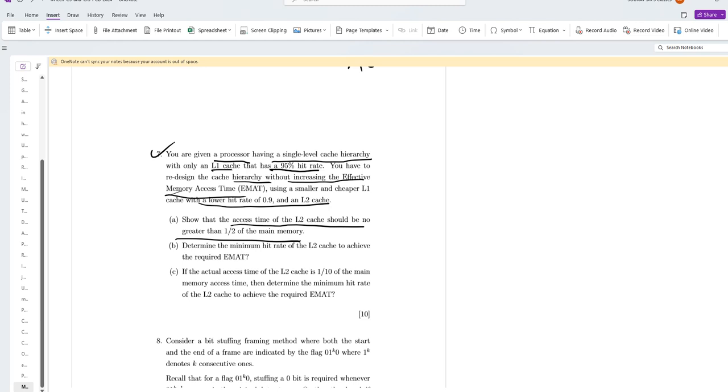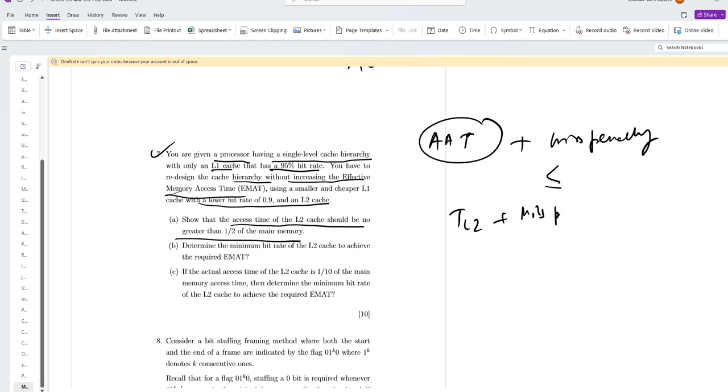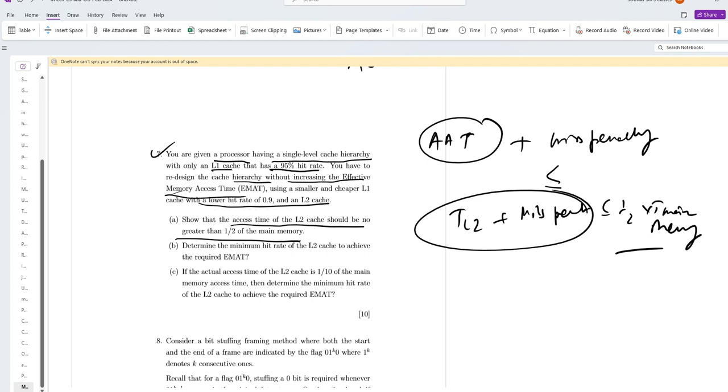Okay, so to ensure that the EMAT here remains the same, we need to ensure that the average access time is T of L2 cache plus the miss penalty, the time taken to access main memory in case of missing both L1 and L2 caches, does not exceed, which means less than or equal to, the time of the main memory. So T L2 plus miss penalty is less than or equal to half of T main memory. And the first part is done.